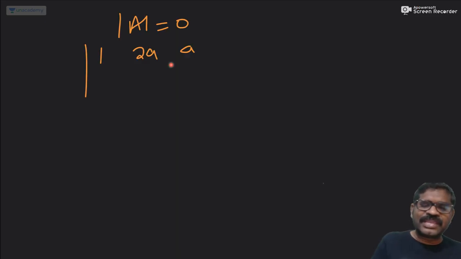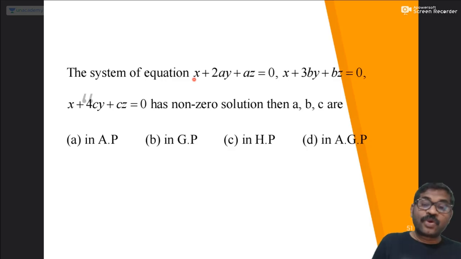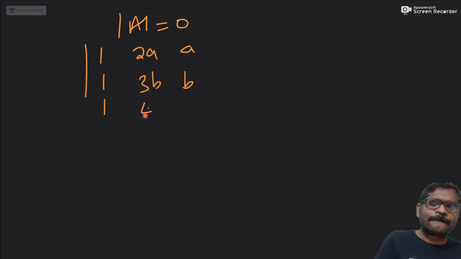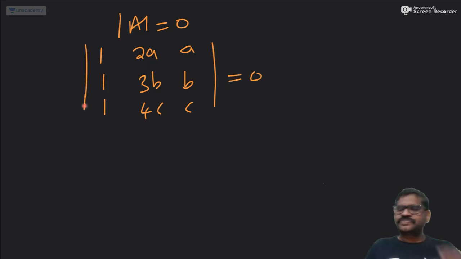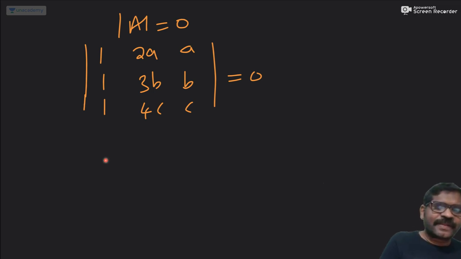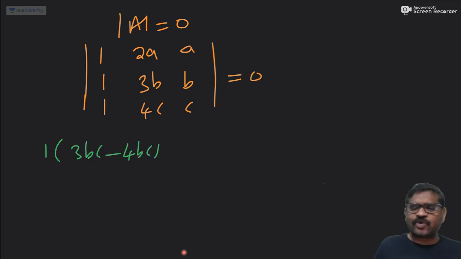1 3b b, 1 4c c equal to 0. Expand the determinant: 1 of 3bc minus 4bc.